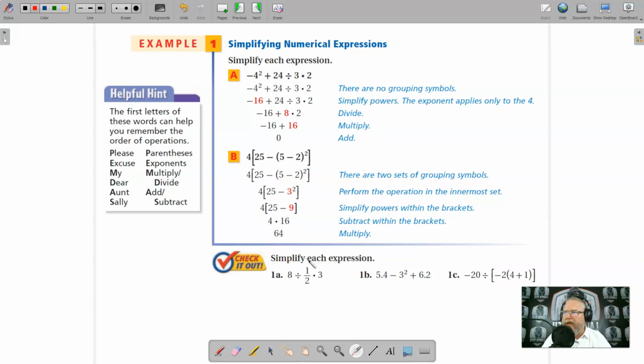Let's go ahead and simplify each expression here and check it out. So we have 8 divided by 1/2 times 3. Well, we only have multiplication and division here, so we're going to work left to right.